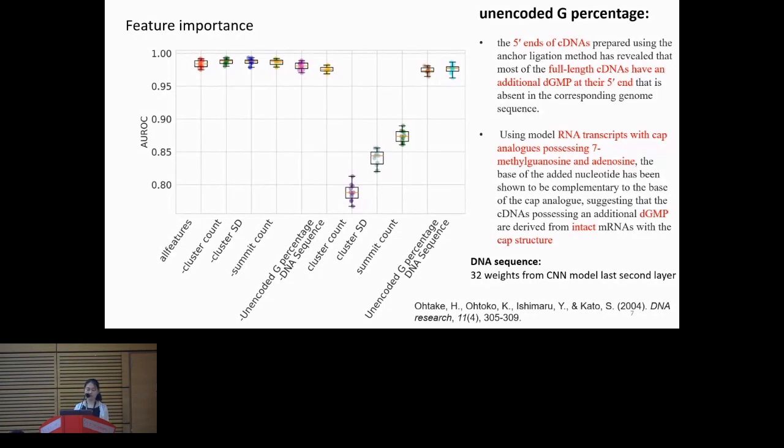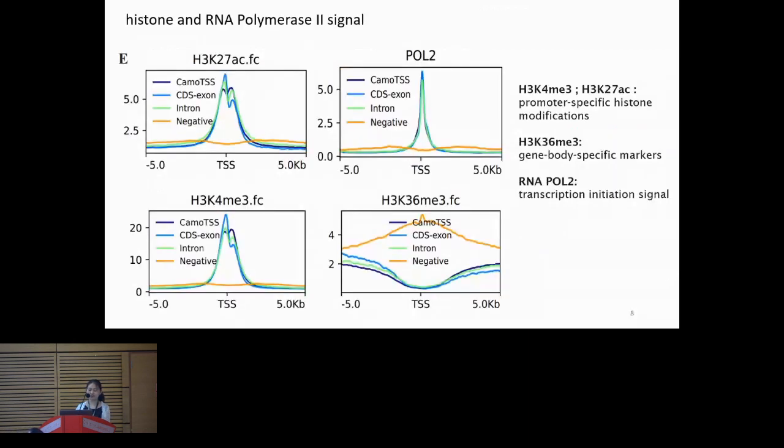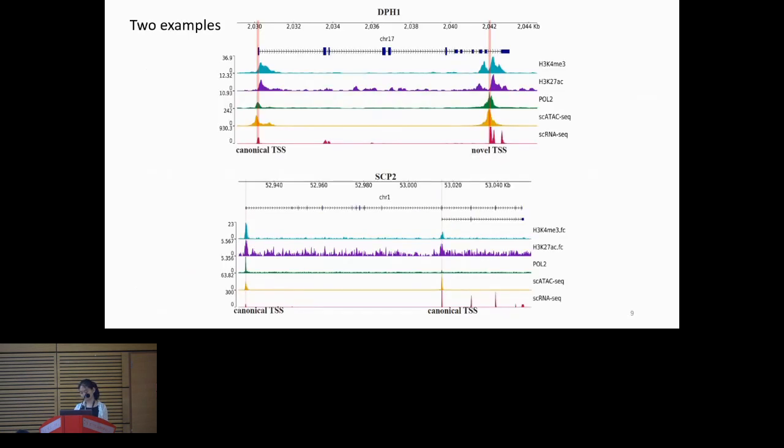So here we use the histone signal and RNA polymerase II signal to prove the reliability of the TSS detected by CamoTSS. The histone signal and the polymerase II signal of total TSS and the TSS located at the exon and the intron, and also including the negative labels, all have signal as we expected. There are two examples.